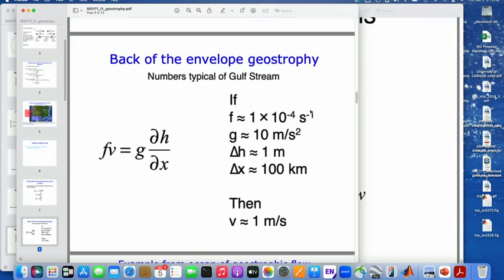g, you know that one already. Delta H in the ocean, about the biggest one you ever get, is about 1 meter. That's across the Gulf Stream. And the width of the Gulf Stream is about 100 kilometers. And one of the easy numbers to remember, at least for me, is the Gulf Stream's about 1 meter per second. So there's a lot of ones in there that are relatively easy to remember. All right, any questions?